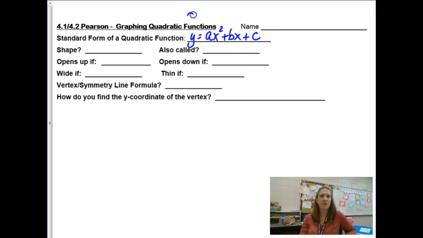You might see them change out. Instead of y, you might see f of x, so it's in function notation. These quadratics are quadratic functions, so that would be okay. The shape of a quadratic when graphed looks like this, which a lot of kids refer to as U-shaped.